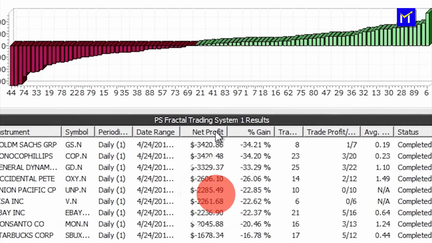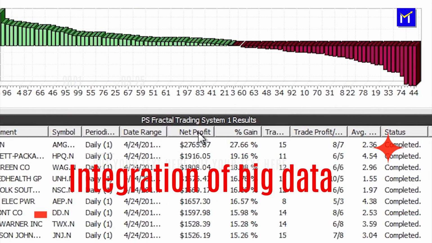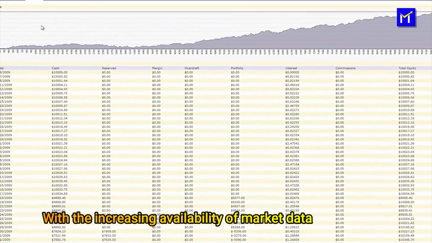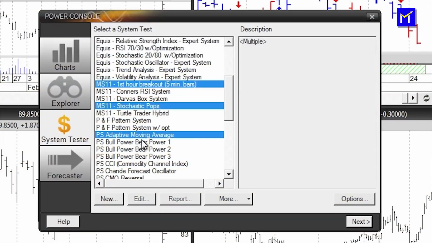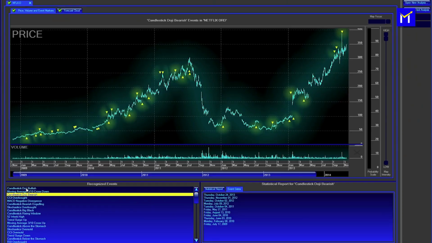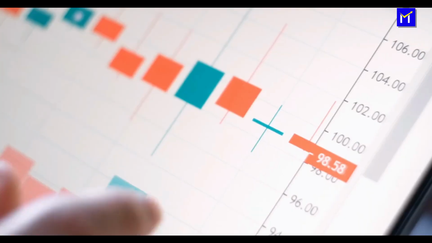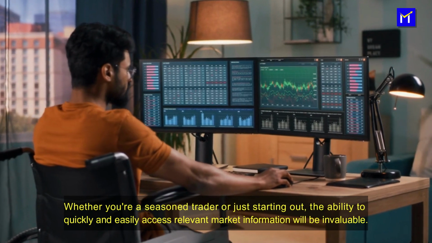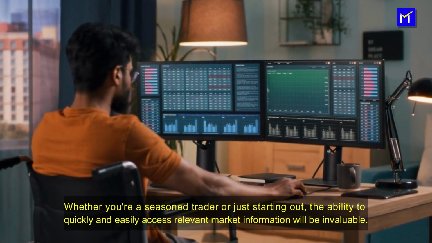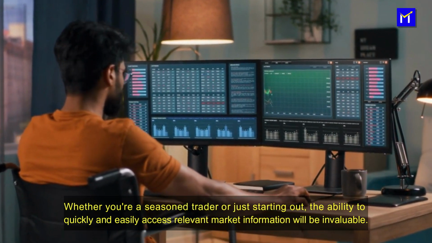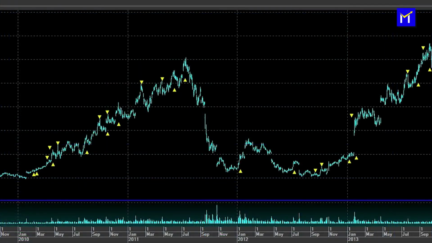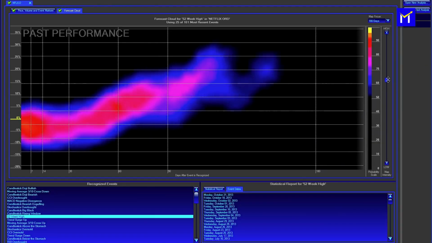Another exciting development in MetaStock is the integration of big data and artificial intelligence. With the increasing availability of market data and news, it can be overwhelming to make sense of it all. MetaStock's AI-powered tools will help users process and analyze this data, providing a clear and actionable view of the market. Whether you're a seasoned trader or just starting out, the ability to quickly and easily access relevant market information will be invaluable. With MetaStock's big data and AI integration, you'll have a competitive edge that sets you apart from the crowd.